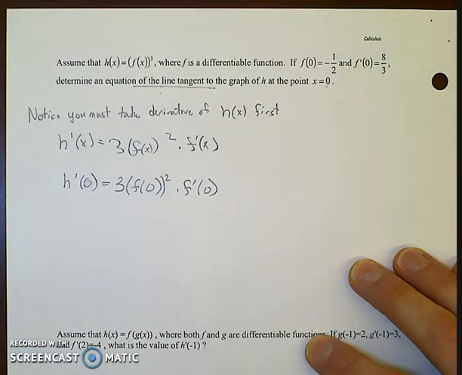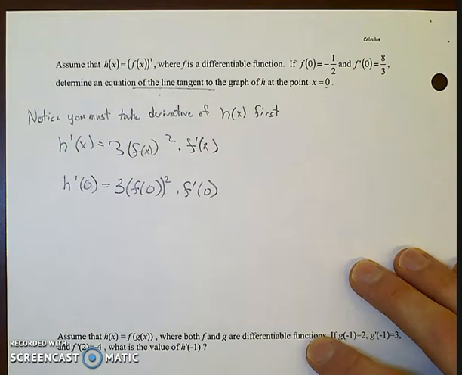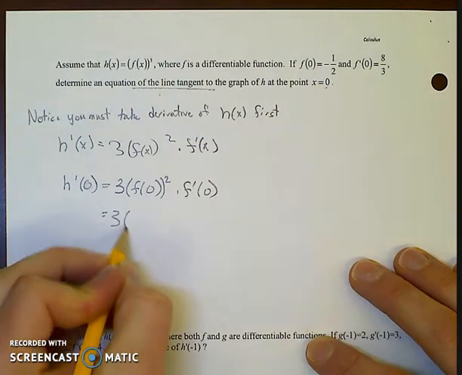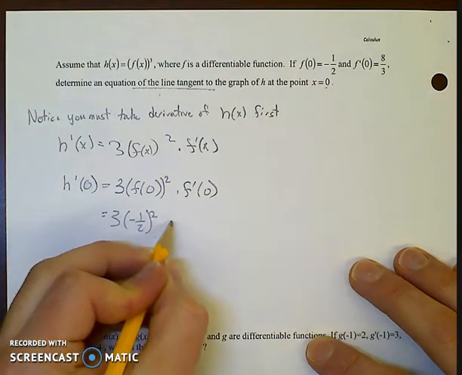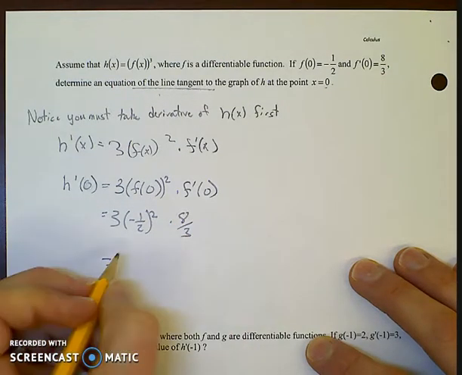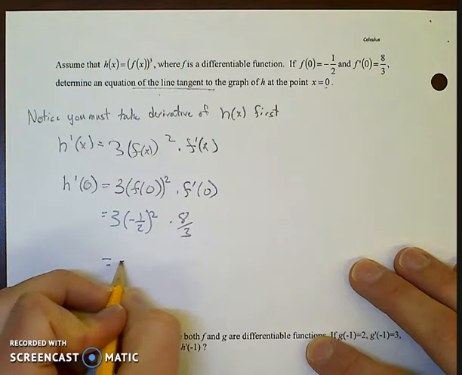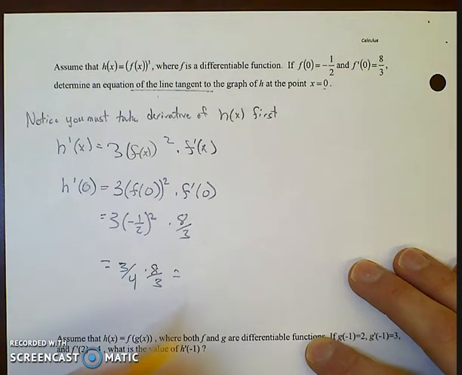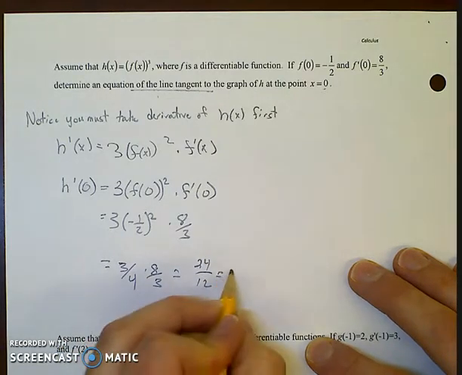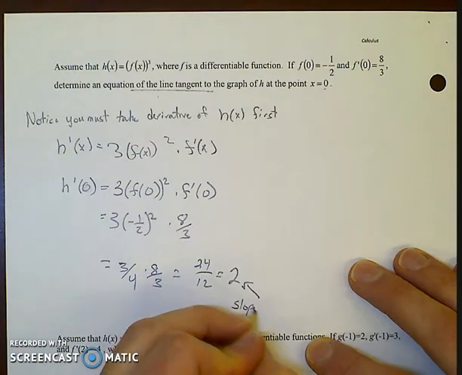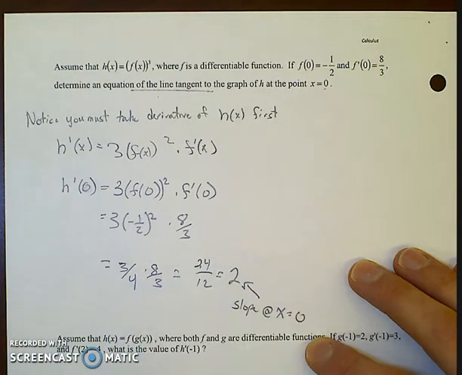Hey, and what do you know? If you look up at the problem, you're given all the information needed. F of 0 is negative 1/2. F prime of 0 is 8/3. Oh, isn't that nice? So we're going to get 3 times 1/4 times 8/3, negative. And you get 24 over 12, multiply across, that gives you 2. What is this? This is h prime of 0. This is the slope at x equals 0.